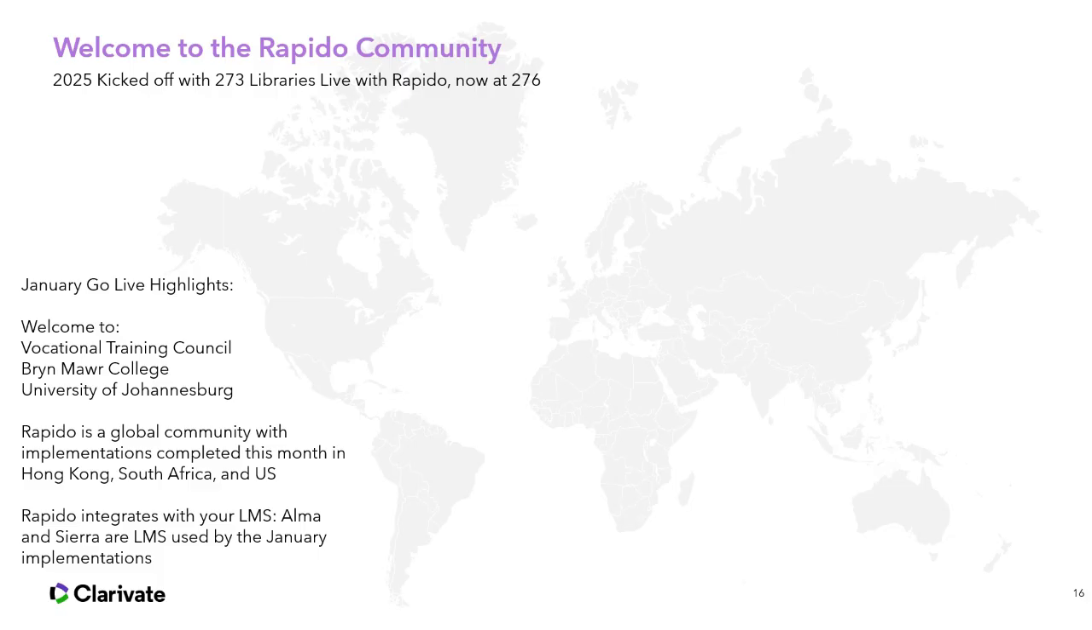Rapido is a global community with the Vocational Training Council going live with Rapido, joining from Hong Kong, Bryn Mawr College joining the Rapido community from the US, and the University of Johannesburg joining the community from South Africa. The University of Johannesburg, in a partnership with the University of Zululand, were the founding members for the first Rapido pod in their region. Rapido libraries are now live with library management systems of Alma, Folio, and Sierra.